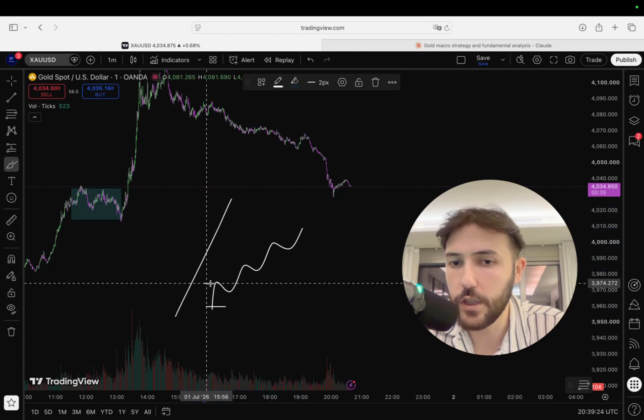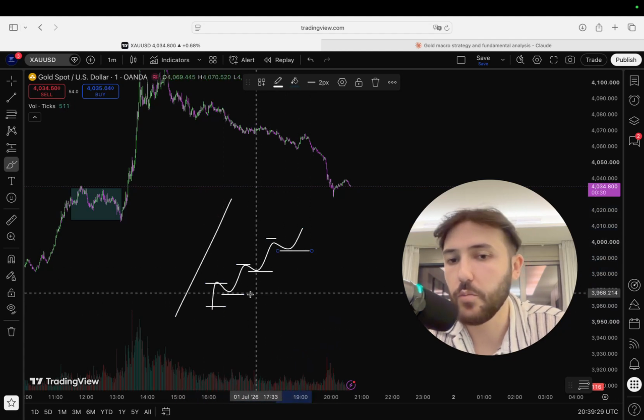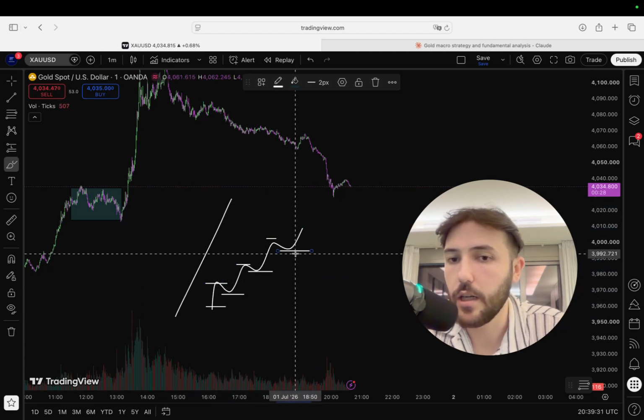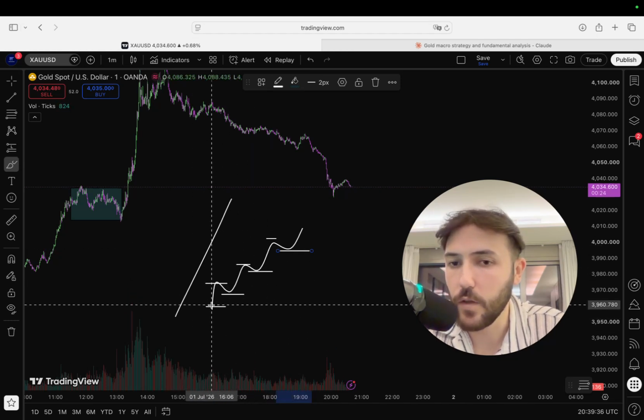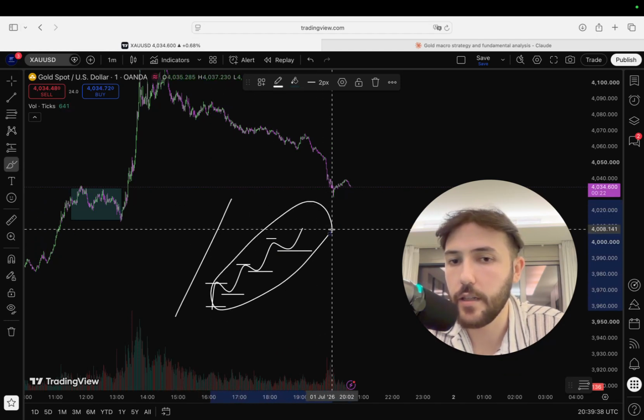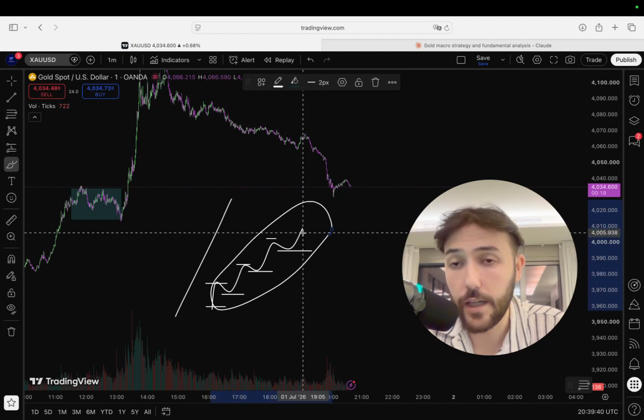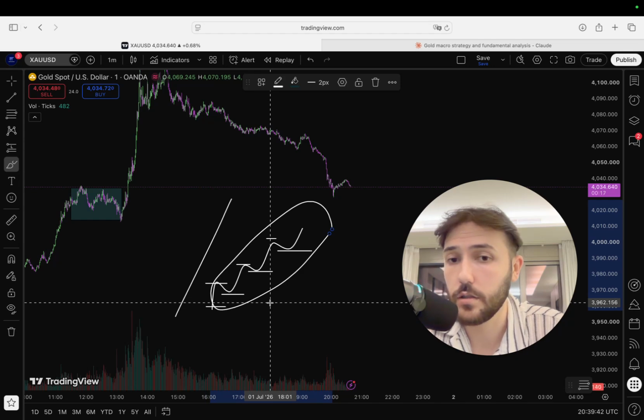A structure can be bullish. And for it to be bullish, you see that the lows have to be higher, higher, higher. And the highs need to be higher, higher, higher. If you have lows that get higher and higher, and if you have highs that get higher and higher, you are in a bullish structure, okay?